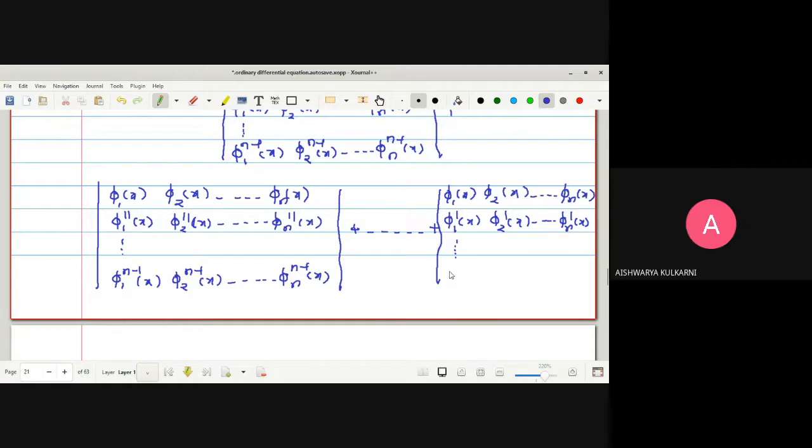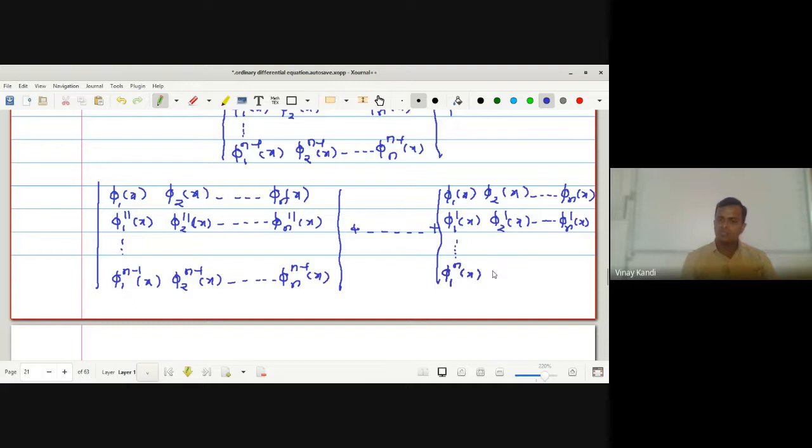Phi 1 raised to n of x, phi 2 raised to n of x, up to so on, phi n raised to n of x. So this is the determinant complete. Okay, this determinant. Any doubt up to here?